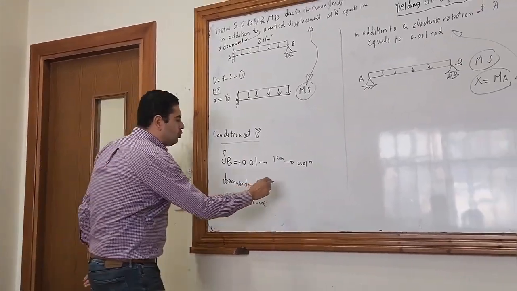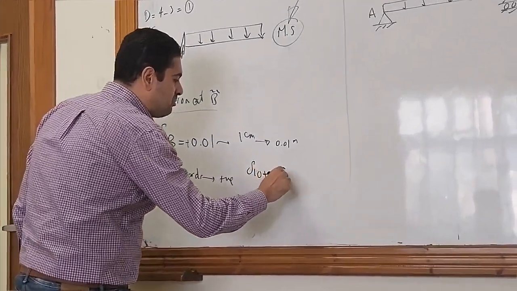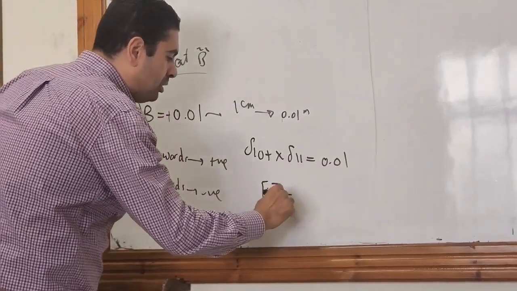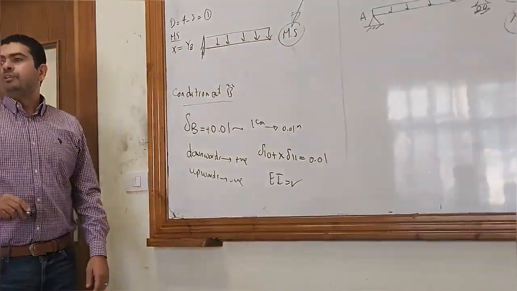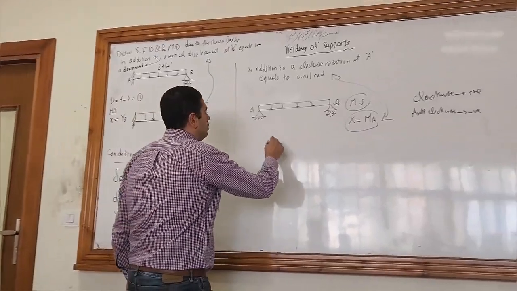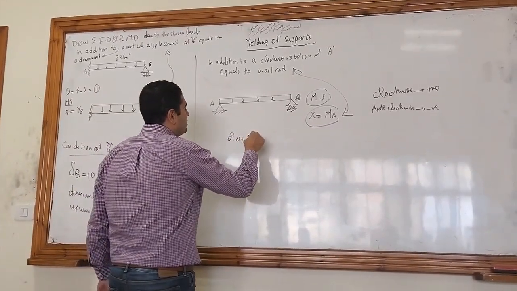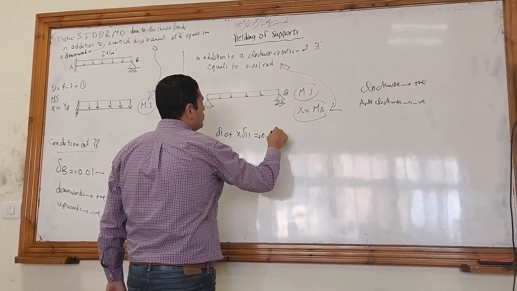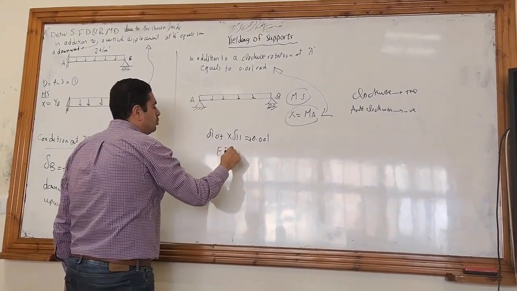So here the condition will be delta 1 known plus x times delta 1 equals 0.01. So I have to know the value of EI. And for the rotation, the condition will be delta 1 known plus x times delta 1 equals positive, because it's clockwise, 0.001, and I have to know the value of EI.